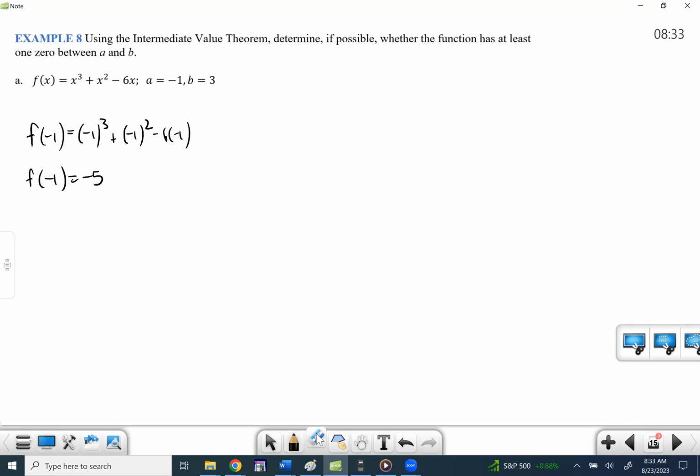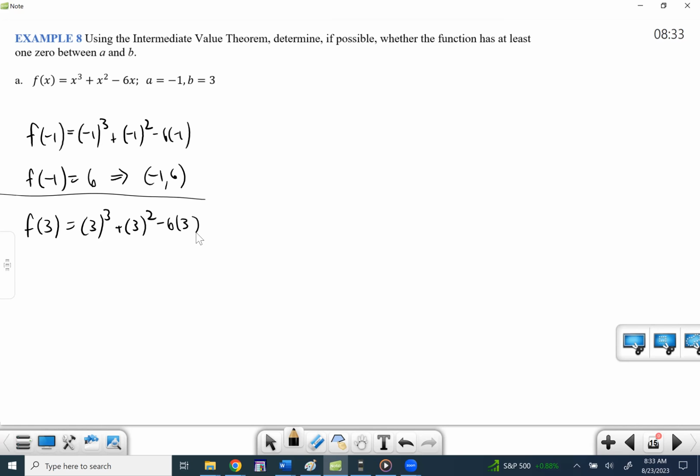Good thing I do these ahead of time. I know myself. I'm like, you know what? You're probably going to make some mistakes. So let's put this in here. All right, so -1, 6 is on the graph. All right, let's go in and substitute in 3 this time. So we have to do 3 cubed plus 3 squared minus 6 times 3.